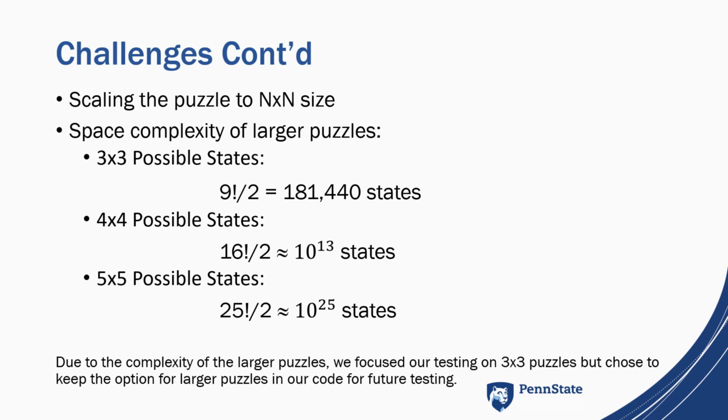Scaling the puzzle for N-by-N states proved to be the biggest challenge, particularly in terms of time and memory constraints. As you can see, the number of states in a 3x3 puzzle is about 180,000, but 4x4 quickly jumps to over 10 trillion, and 5x5 has more zeros than I can name. While our algorithms work well for the 3x3 puzzle, the computational complexity of these larger puzzles made them difficult to solve efficiently with the resources available.